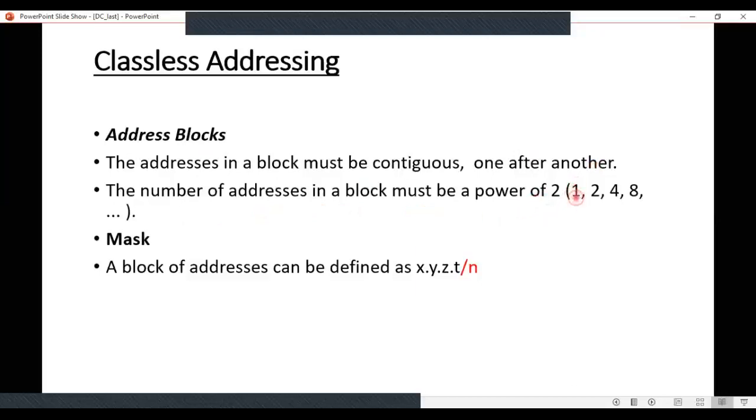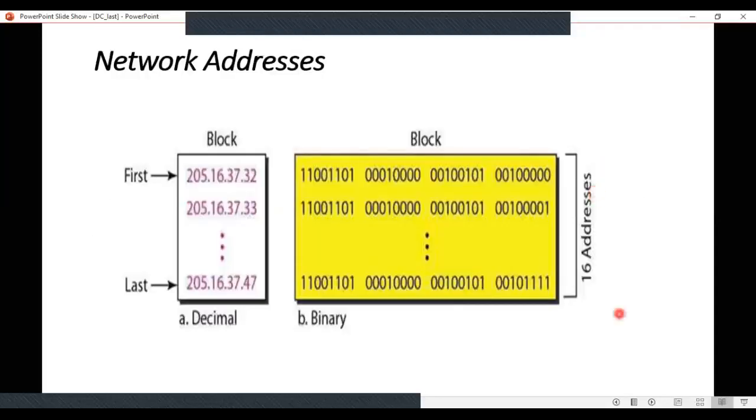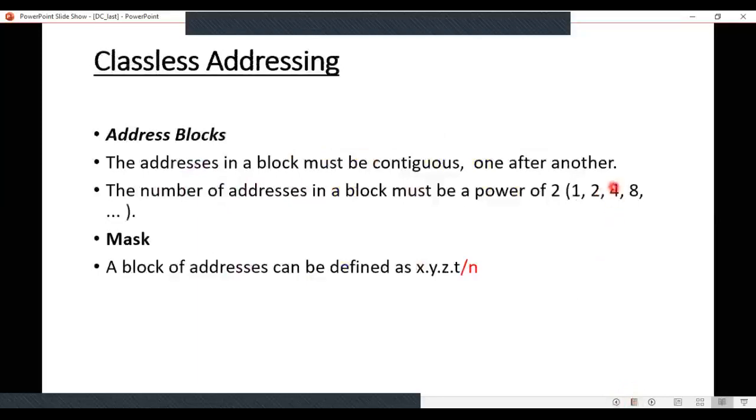That is, for example, 2 to the power 0, 2 to the power 1, 2 to the power 2, 2 to the power 3, and so on. And the mask: how to mask in classless addressing. Here a block of addresses can be defined in dotted decimal as x.y.z.t/n. This represents the slash notation or CIDR, classless interdomain routing. This gives you the number of bits which represent the network ID.